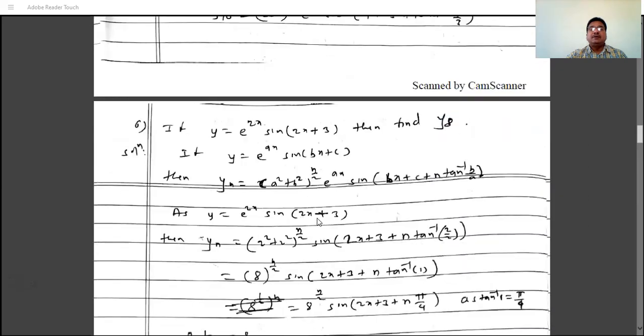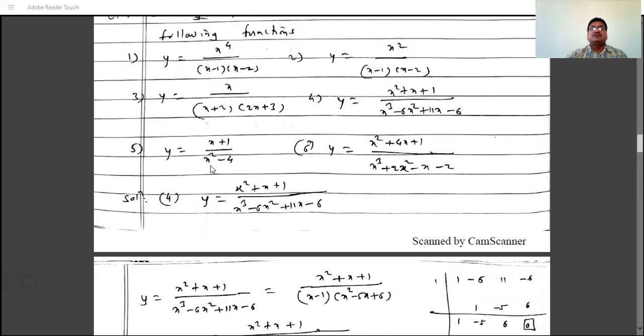Let's solve the remaining problems of this type. If we observe the first problem, we have to convert x raised to 4 divided by (x minus 1)(x minus 2) into a sum of partial fractions. For that, consider y equal to a by x minus 1 plus b by x minus 2.